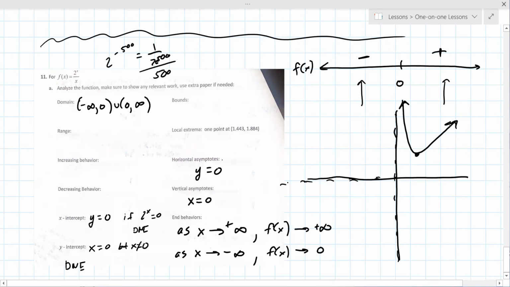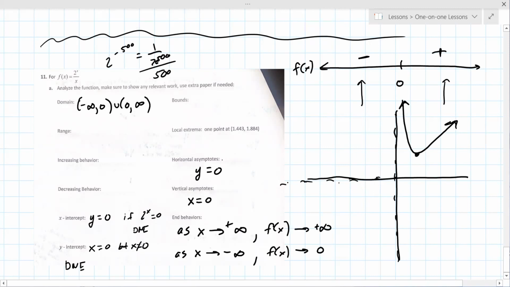But then what happens on the other side here? Okay, so we almost have to pick a number really close to 0, like 0.00001, and see what happens. Or negative 0.001. Can you plug in numbers for the x's to make the graph?